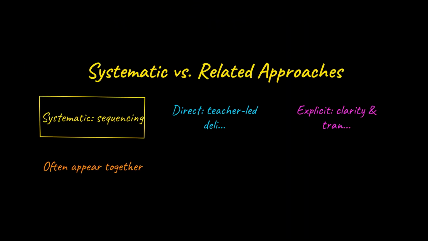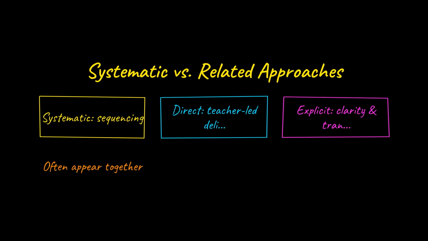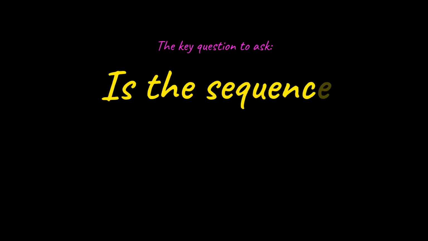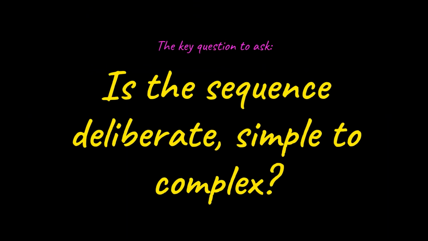A common exam trap is confusing systematic instruction with direct or explicit instruction. Systematic instruction emphasizes sequencing. Direct instruction emphasizes teacher-centered delivery. Explicit instruction emphasizes clarity. The 3 often appear together, but the distinguishing feature of systematic instruction is always the deliberate ordering of skills. Whenever a scenario describes a teacher ordering skills from simple to complex and confirming mastery at each step, systematic instruction is the approach in use. Sequence is the signal.